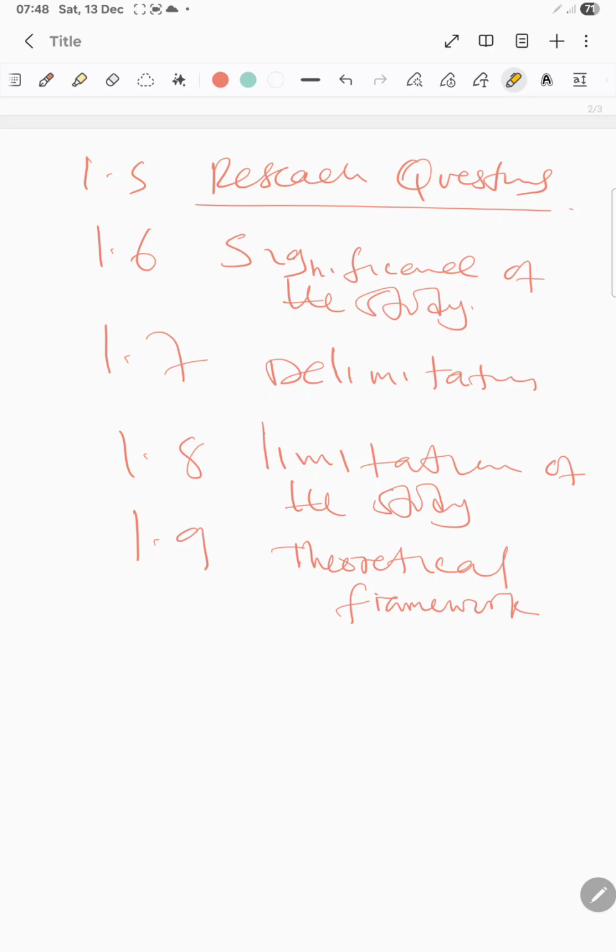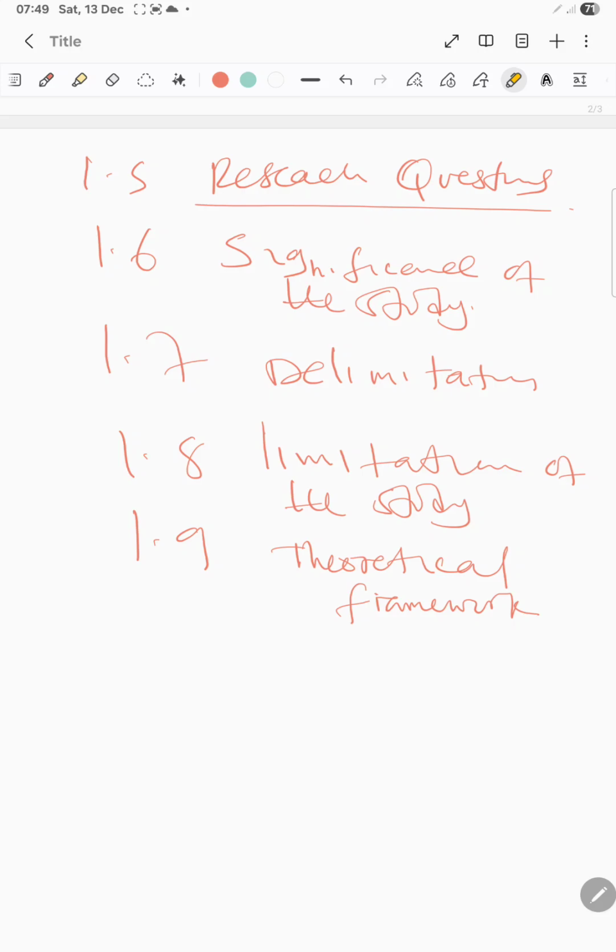So for instance, if you're writing a research on why market philosophy or market research is important in business, there are theories that people have written on market philosophy, and therefore you need to bring those theories into your report so that they can well explain what you are also writing. So that is what we call the theoretical framework.